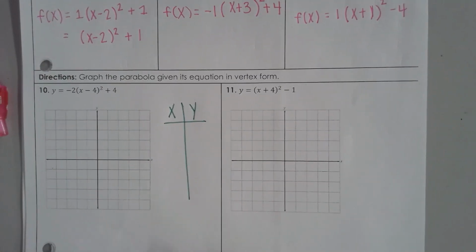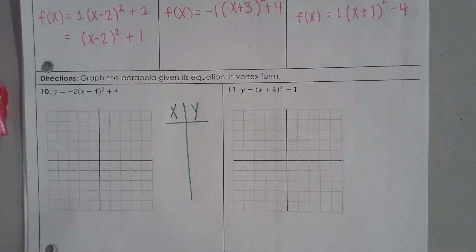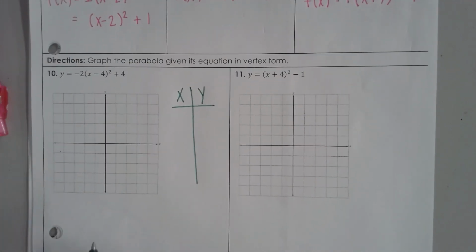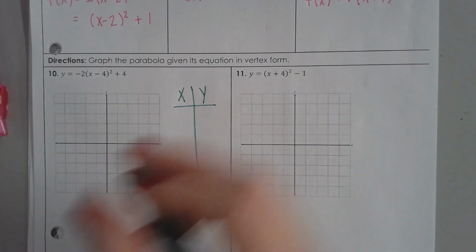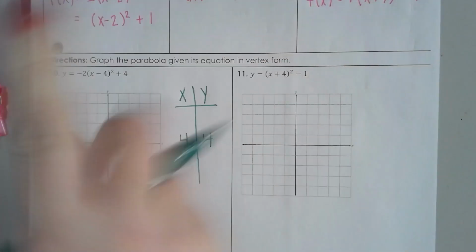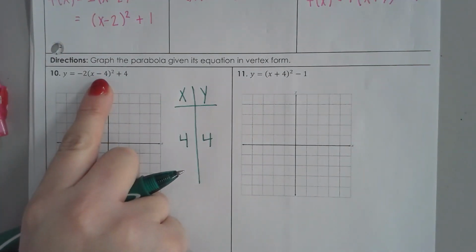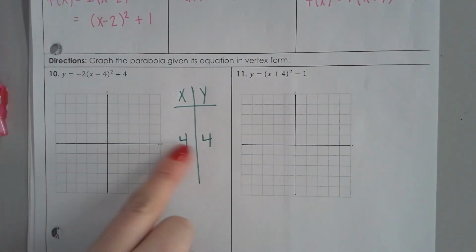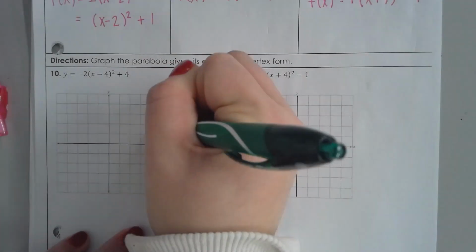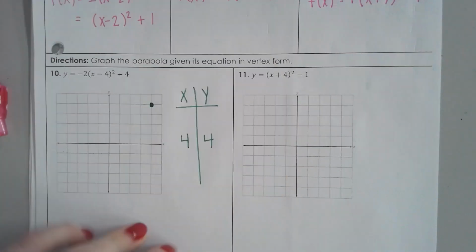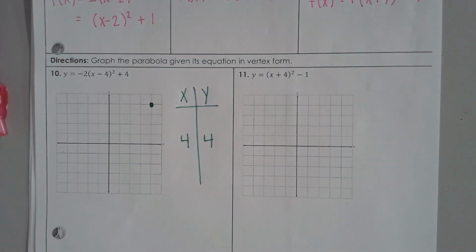So what would the vertex of number 10 be? Anybody? 4, 4. Or 4, -4. -4, 4. Really? Opposite. 4, 4. Okay. So that's your vertex. And we're not just going to go in and blindly sketch out a graph. We're going to get some points.